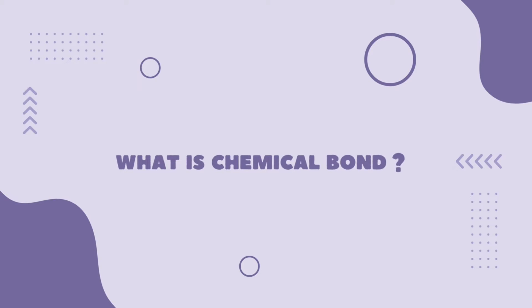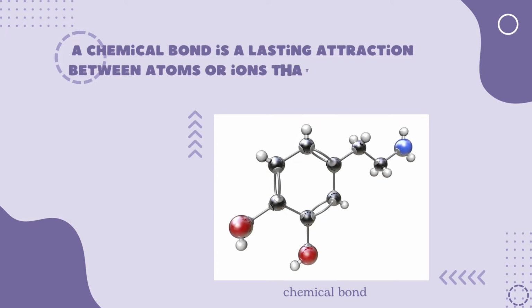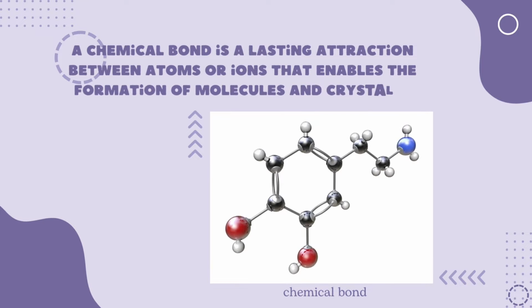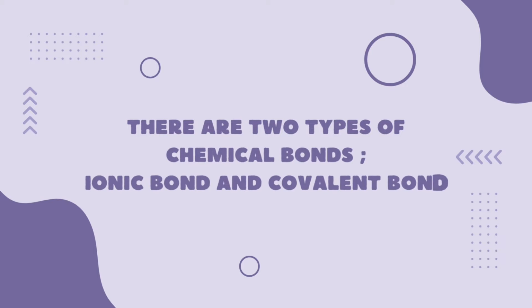What is chemical bond? A chemical bond is a lasting attraction between atoms or ions that enables the formation of molecules and crystals. Its types. There are two types of chemical bonds, ionic bond and covalent bond.